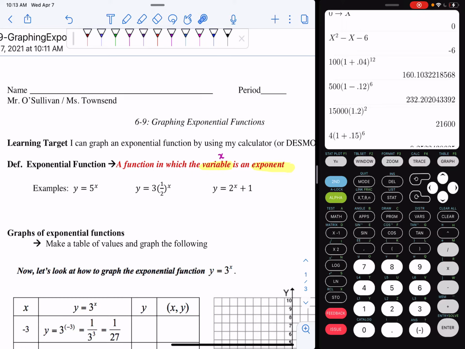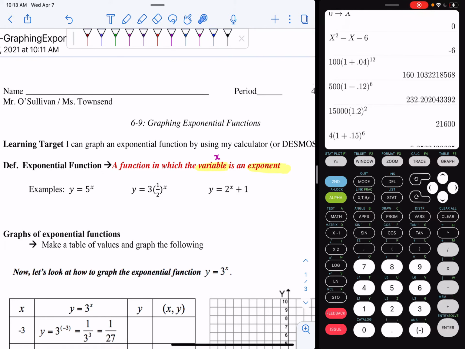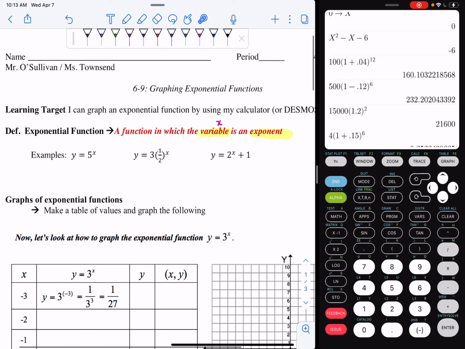My next example that I created is y equals 3 times 1/2 to the x. That's also an example because if we look, I have an exponent. That's an x. And then my next example is y equals 2 to the x plus 1. So please pay very close attention to the language we're using and all of that fun stuff. So graphs of exponential functions, here's how you're going to be graphing them.